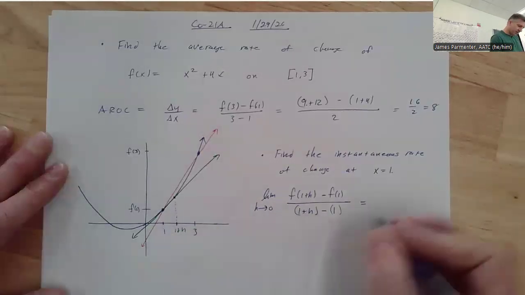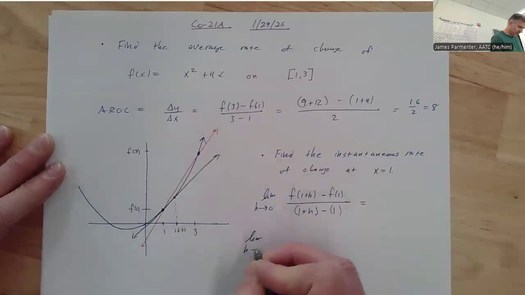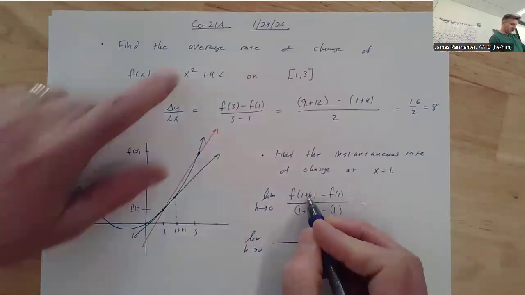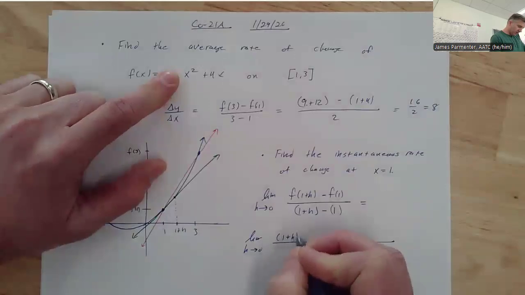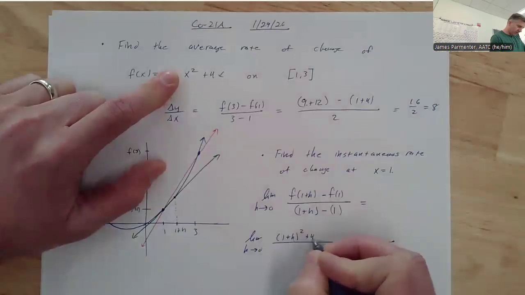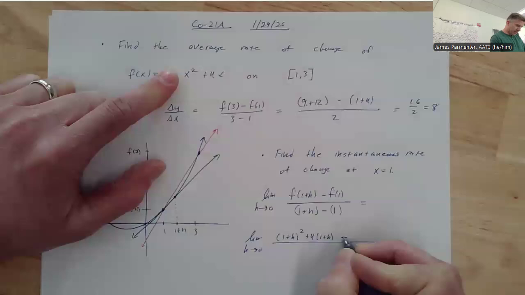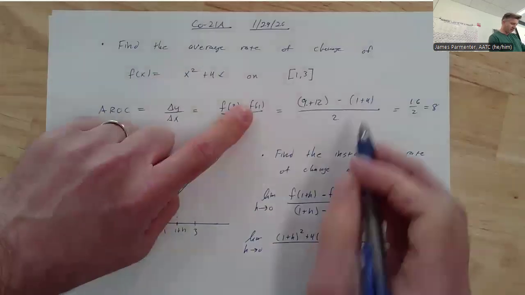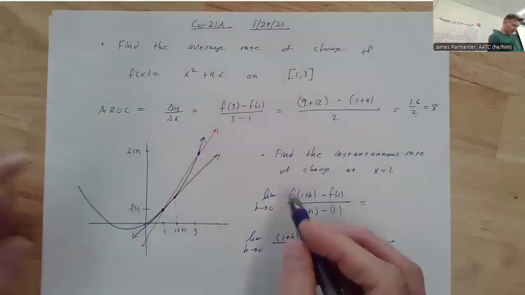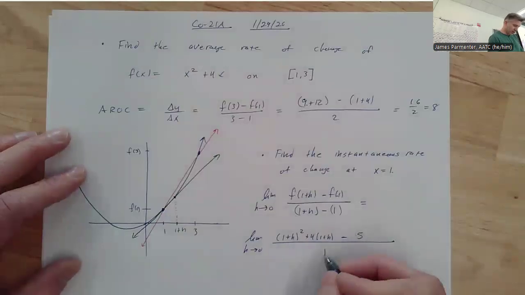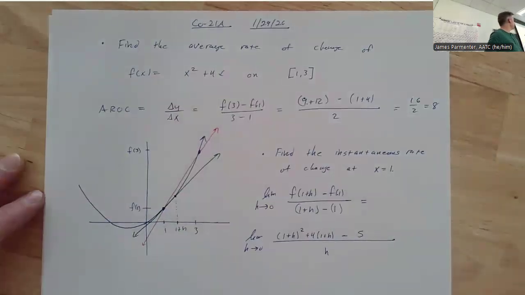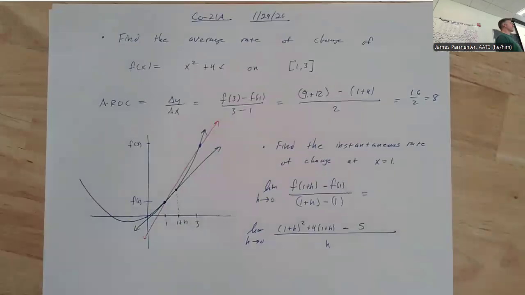So it's going to be the limit as h goes to 0. Your f of 1 plus h is going to be 1 plus h squared plus 4 times 1 plus h, minus f of 1, which is still the same as before. It's still 5. On the bottom, our 1 plus h minus 1 is just h. When it comes to instantaneous rate of change like this, the thing that's going to get us there is making sure that this h cancels out, by making sure that all the not-h things in the numerator cancel out.